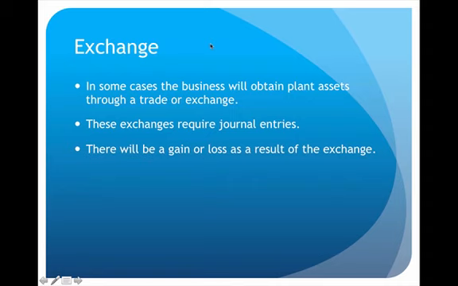Now, the third and final possibility is that we might obtain a plant asset through exchange. That means that we're going to exchange or trade one asset for another. Every time we do that, that's going to require us to do a journal entry. And usually, as the result of a transaction like that, there will either be a gain or a loss.